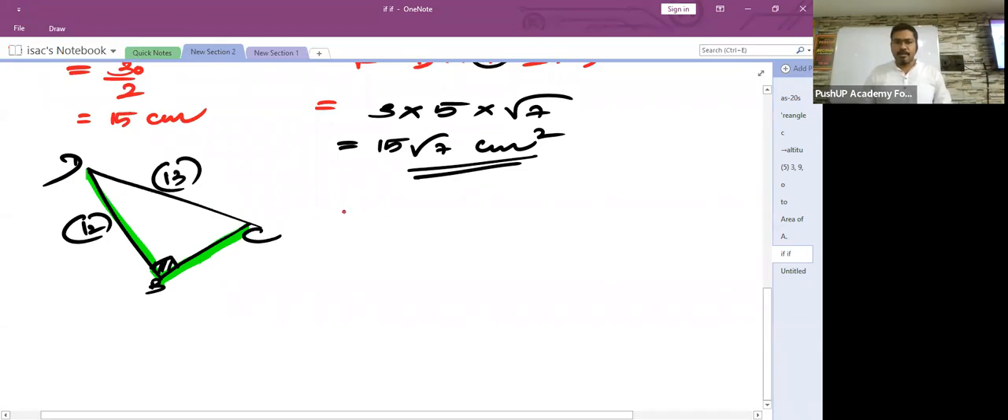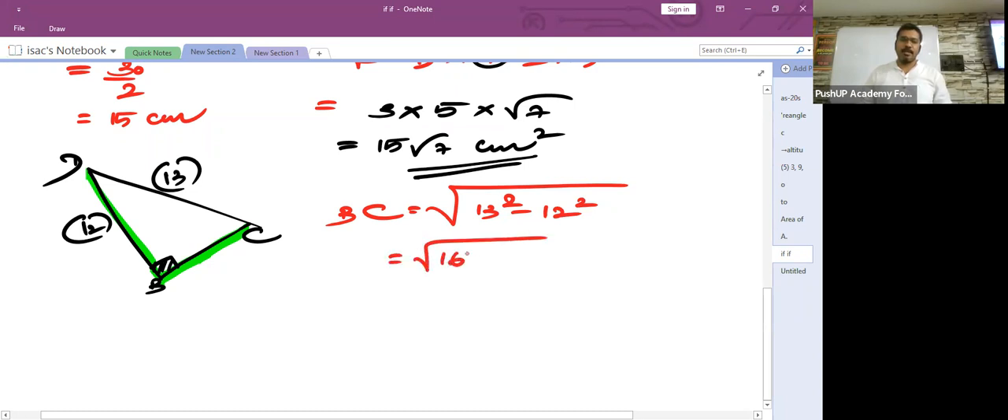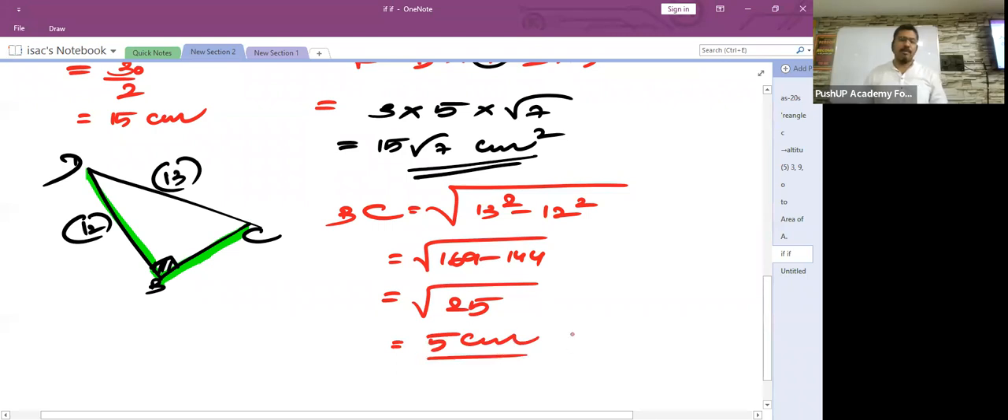Sir, Pythagoras theorem. Pythagoras theorem, very good. BC is equal to square root of 13 square minus 12 square. That is equal to square root of 169 minus 144, which is square root of 25, and that is equal to 5 centimeters. Very good. BC is equal to 5.